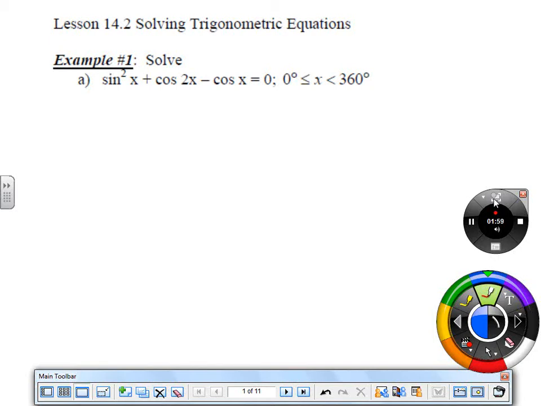Matt? So could you change cosine of 2x to 1 minus 2 sine squared? Sure.